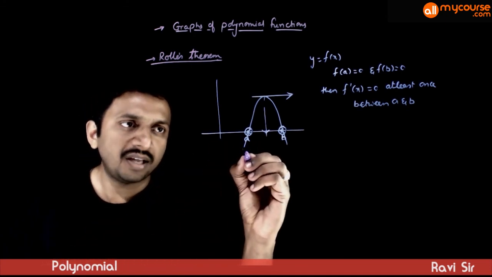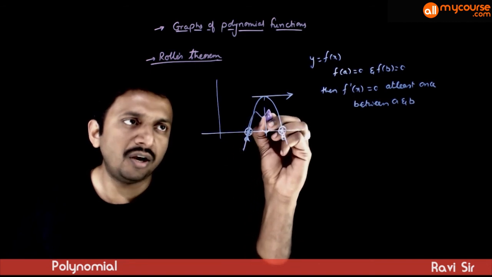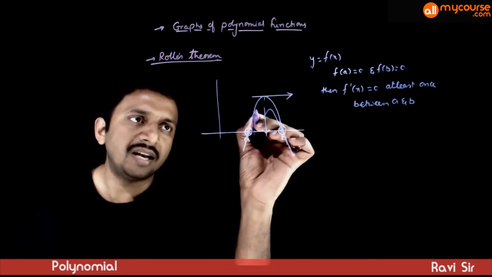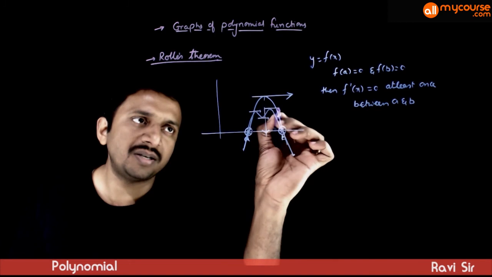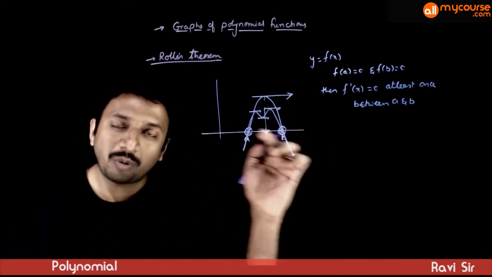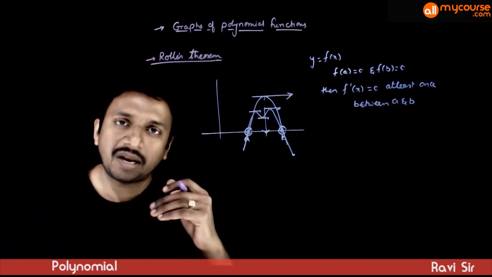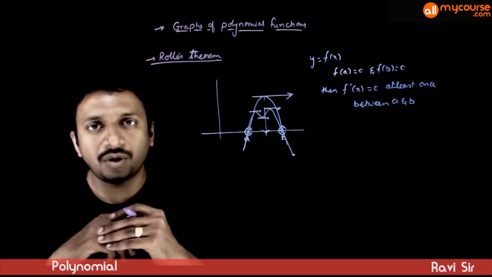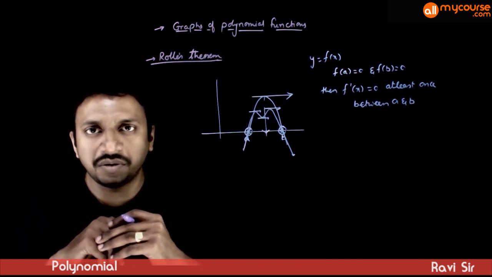So if you have a graph which looks like this, it is 0 at this point, 0 at this point, 0 at this point. So if you have more peaks and more troughs, you can have more solutions to f dash of x is equal to 0.